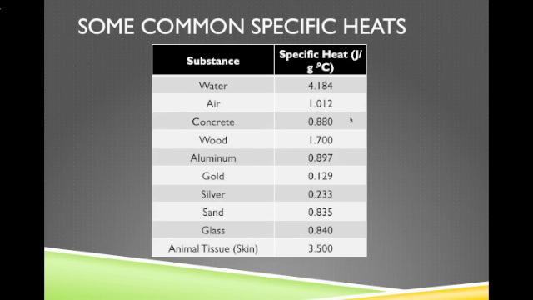So you can see on here some of the materials that we've talked about, how, wood versus concrete. You can see the difference. Wood is about twice as hard to raise the temperature of. The best one by far, gold. Gold conducts heat so very well. Take a look here, animal tissue. That's skin. Our skin is actually not a very good conductor of heat. And so, small amounts of energy aren't going to raise our skin's temperature very much.